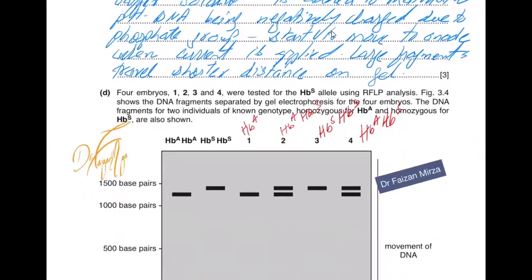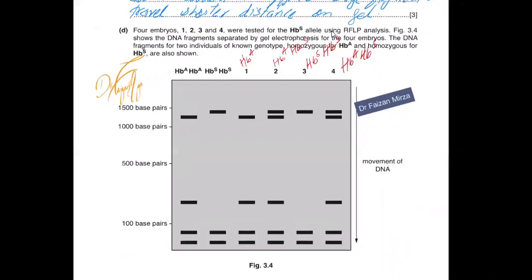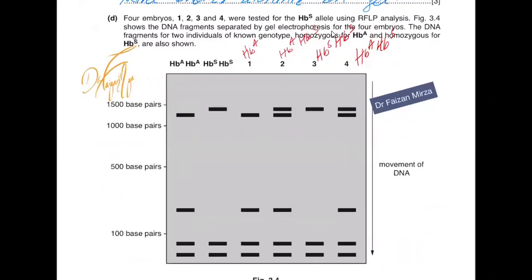Now you can see the gel is shown to you. They are saying 4 embryos, 1, 2, 3, and 4, were tested for HBS using RFLP analysis. Figure 3.4 shows the DNA fragments separated by gel electrophoresis for the 4 embryos. The DNA fragments of 2 individuals of known genotype, homozygous for HBA and homozygous for HBS, are shown. So this individual and this individual are the standards here. If the individual has HBA, these are the positions where the bands will be, and if HBS is present, this is what the position of the bands will look like. So these are our standards, and these are 1, 2, 3, 4 for the embryos.